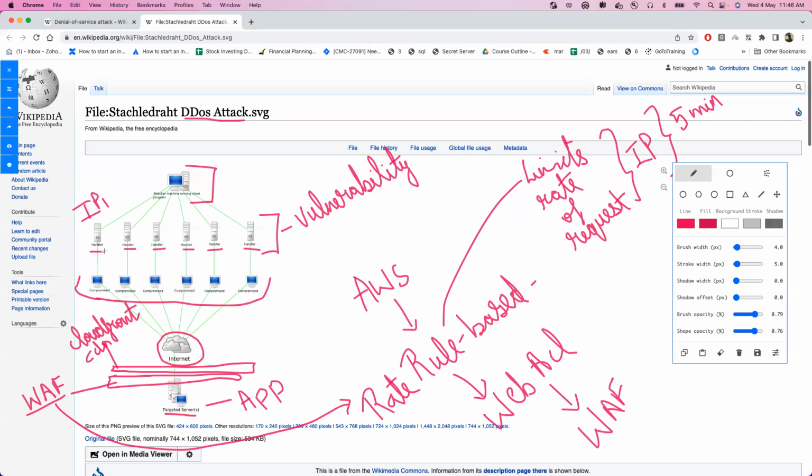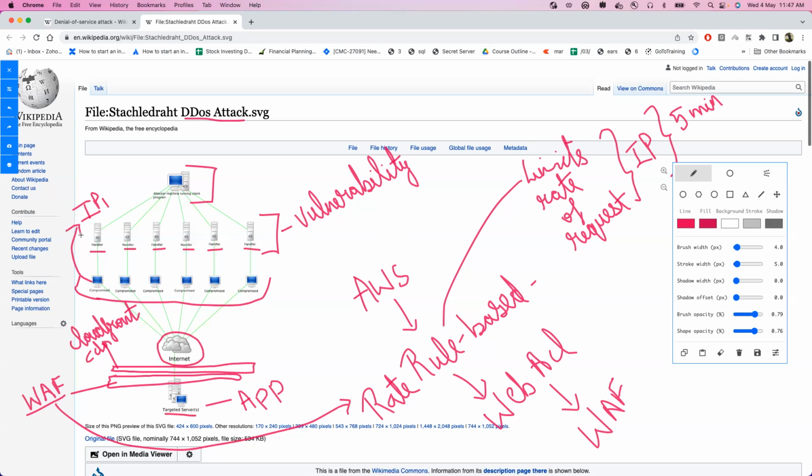AWS WAF can aggregate requests on the basis of the IP address it gets from the web request. You can get this directly, or you can also track the IP from the HTTP headers, like X-Forwarded-For. Those who work on web servers will know about X-Forwarded-For, which provides you the end user IP. This is also how you can track where the request is originating, and you are able to get the IP of that user.